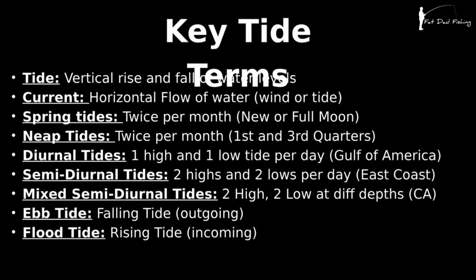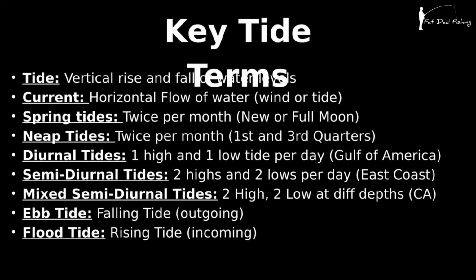Diurnal tides, one high, one low per day. You think of the Gulf of America, as it's called now. It's a diurnal tide. It's one high, one low. That's all they're getting. I think a lot of people often think that it's going to be the same all over the place. There are places that just get one in a day. Semi-diurnal tides, 2 highs and 2 lows. That's essentially the East Coast, not all of it, but the vast majority of it.